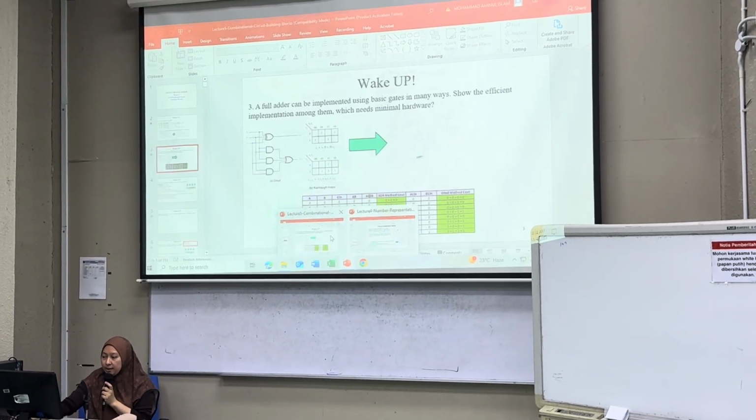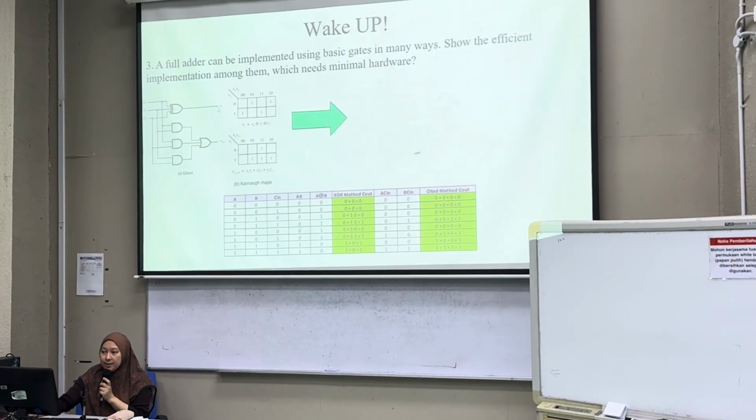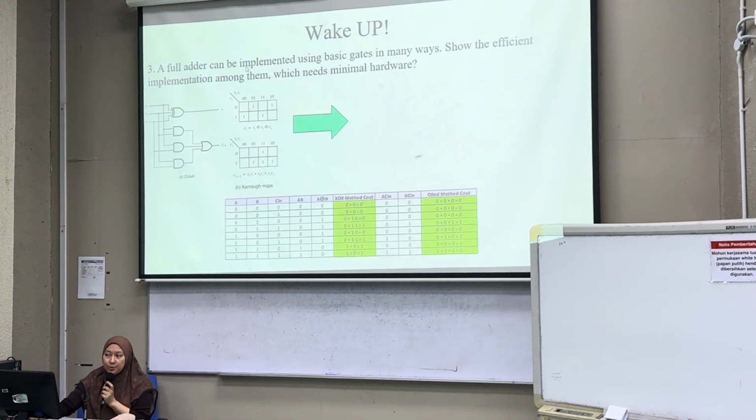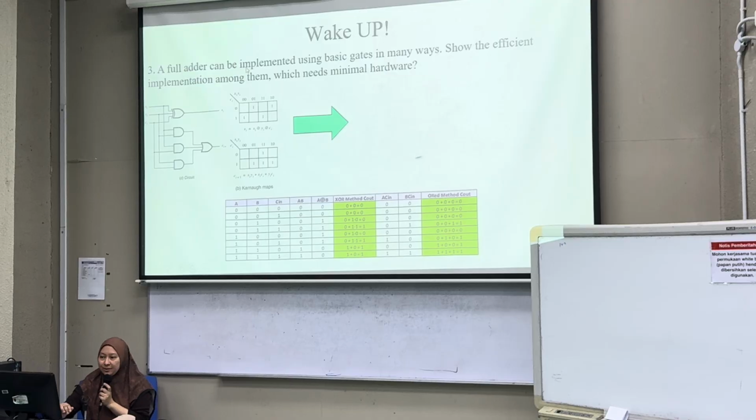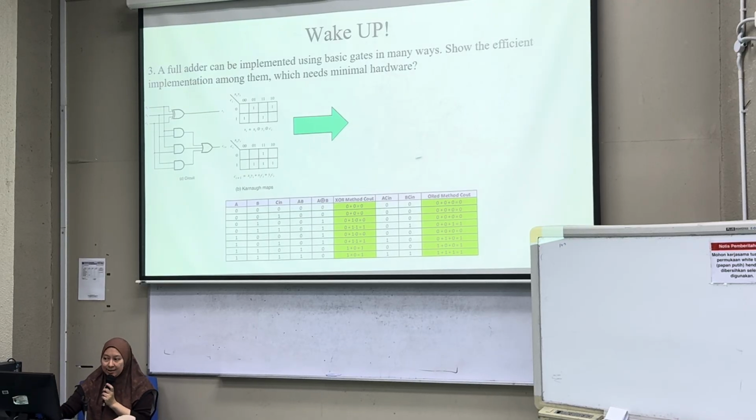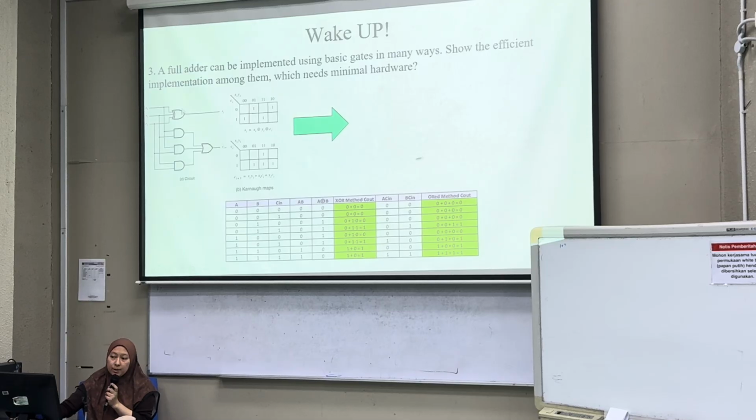Go back to the question here. Now what I want to do is implement the full adder using a small number of gates. Here is my full adder, which I showed you before. I've got 1 XOR, 3 AND, and 1 OR.